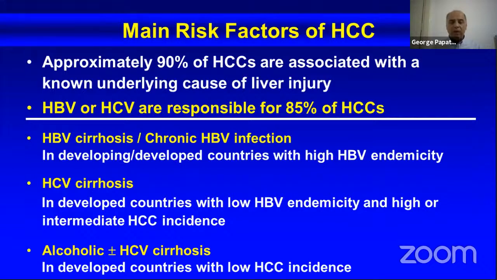So in developing countries with high HBV endemicity, HBV infection is considered to be the predominant cause. In developed countries with low HBV endemicity and high or intermediate HCC incidence, HCV cirrhosis was considered to be, at least in the past, the predominant cause. Now the situation may be changing due to the development of very effective agents that achieve HCV eradication and the development of several national plans for eradication of HCV. And in developed countries with low HCC incidence, alcohol used to be considered the predominant cause, but now in most developed countries, at least NAFLD is also a rising underlying cause of liver injury in patients who develop HCC.